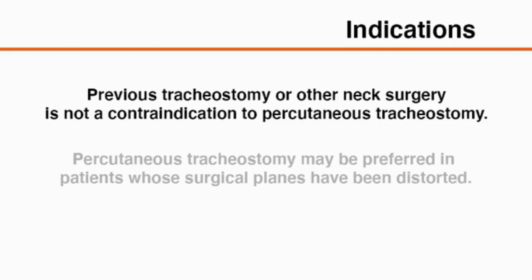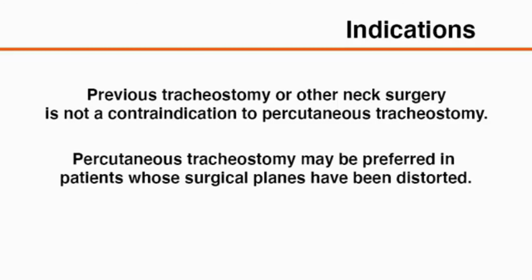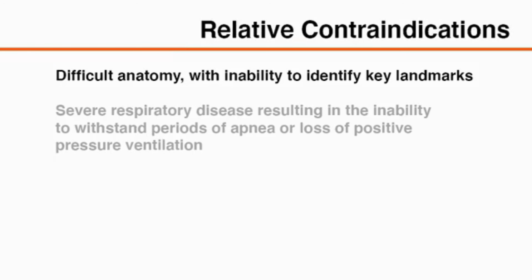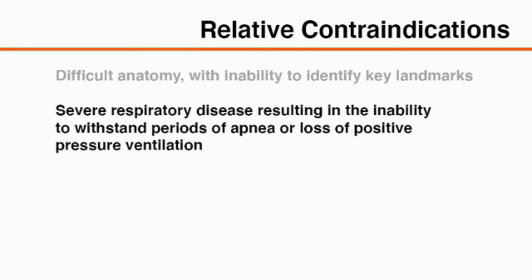Previous neck surgery or tracheostomy isn't a contraindication. Indeed, percutaneous tracheostomy might be preferred when surgical planes are distorted. Absolute contraindications include cervical instability, uncontrolled coagulopathy, and infection at the insertion site. Relative contraindications involve difficult anatomy, such as in short necks, morbid obesity, minimal neck extension, or tracheal deviation, and severe respiratory disease that prevents tolerating apnea or loss of positive pressure ventilation.